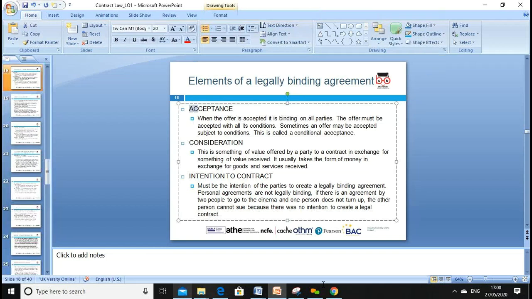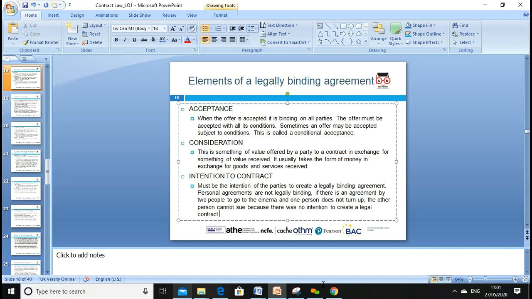There needs to be acceptance, yes. There needs to be consideration. It's something of value offered in exchange for something. It's not a free thing, sir. There is an offer, there is acceptance, sir. There is a service being provided. That's why you're paying. That's why you agree.